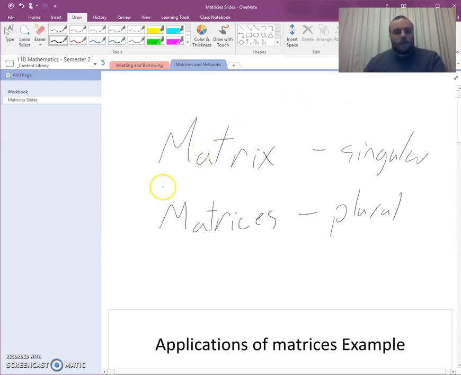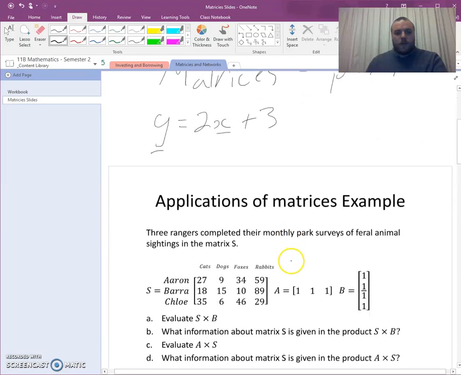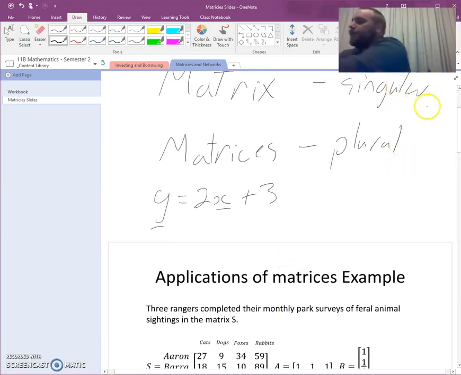So if you're used to seeing formulas such as y equals 2x plus 3, which is a relationship between some unknown y and the variable x, then this is a pattern linking those two things together. And you might notice that's a linear graph. With a matrix, we can link a whole lot of these patterns together, and I'll show you first with an example. So here's our first example.